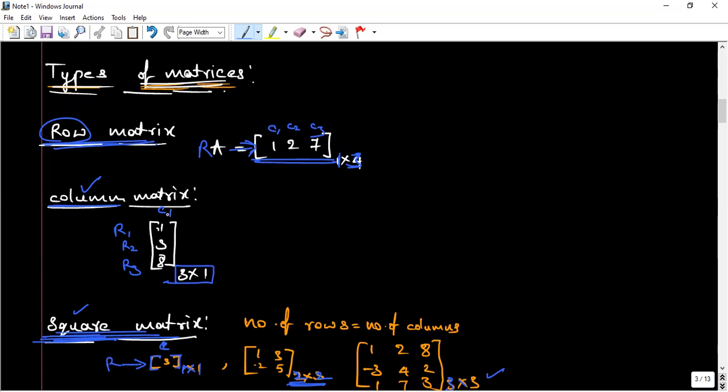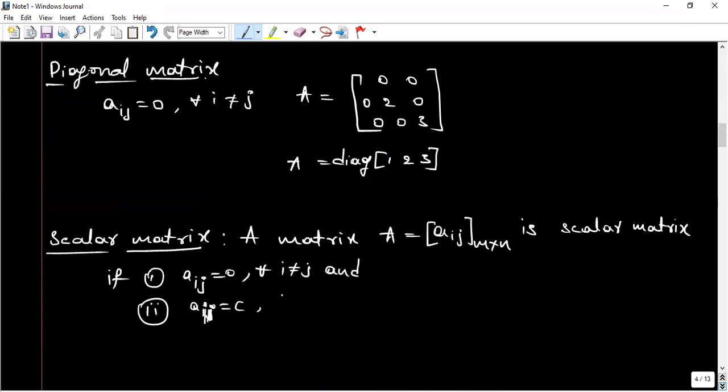First one is row matrix, then column matrix, square matrix. Let us deep dive into the topic with some more types. Then we can see diagonal matrix. If you are able to see the diagonal elements, any number it might be, other than the diagonal elements, remaining all are zeros. That type of matrix is known as a diagonal matrix. Generally, we can see another form like this, diagonal of 1 to 3. Means these are the diagonal elements, remaining all are 0.